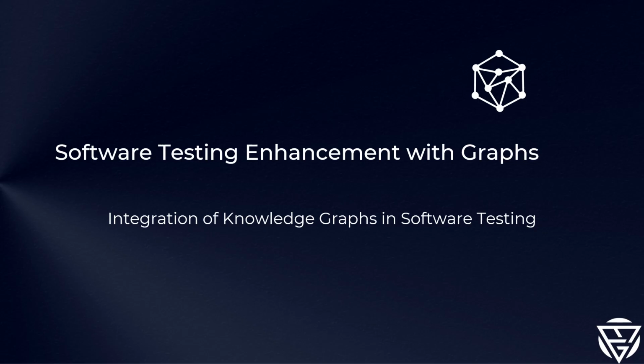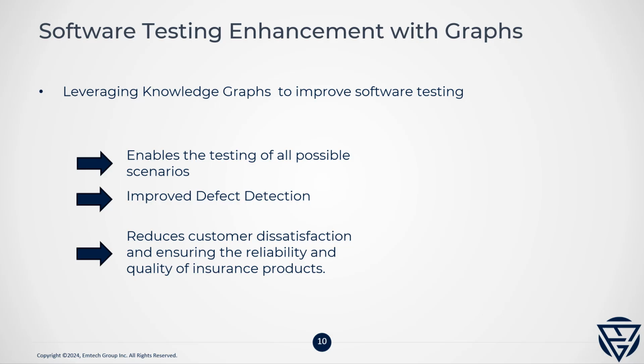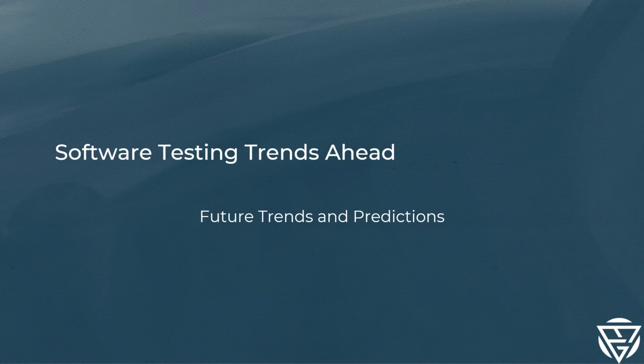To recap, why would you use knowledge graphs for software testing? Knowledge graphs improve software testing. It enables the testing of all possible scenarios resulting in unmatched coverage. You experience improved defect detection, and very importantly, you reduce customer dissatisfaction and ensure the reliability and quality of the insurance products. So let's take some time to look at how software testing is trending.